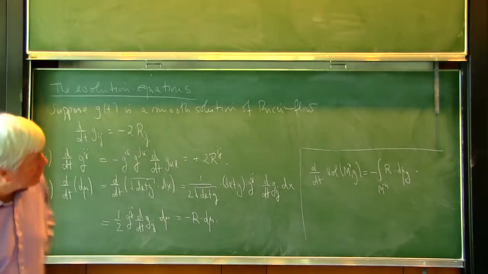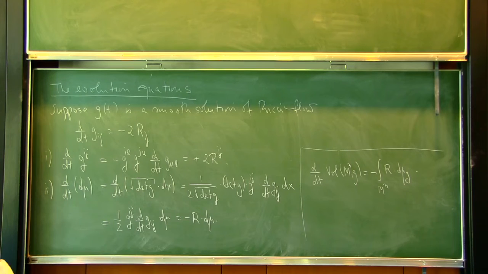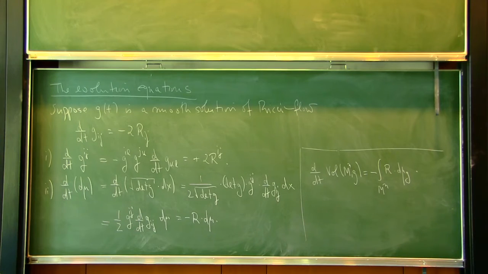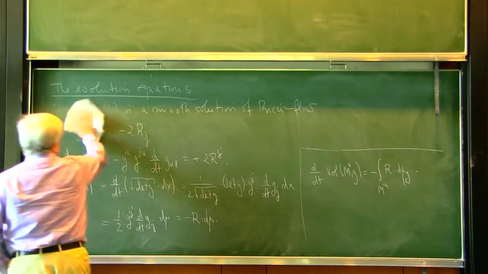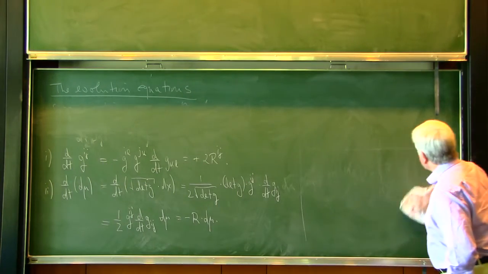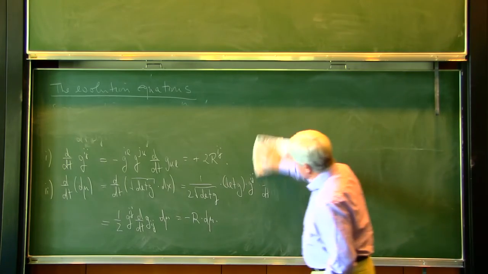Now in the next step, we want to compute the evolution equations for the curvature quantities, because the curvature determines the shape of the manifold, and for that we start with the evolution equation of the Christoffel symbols.